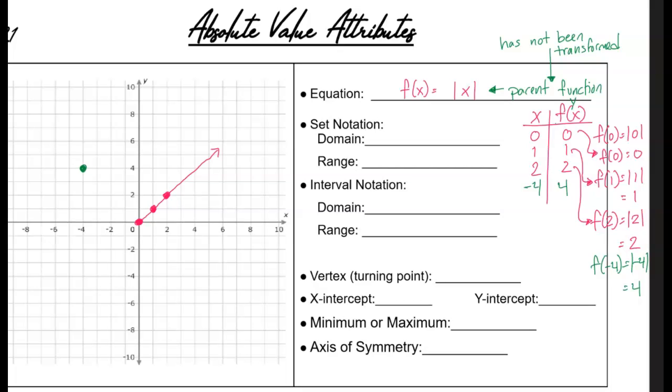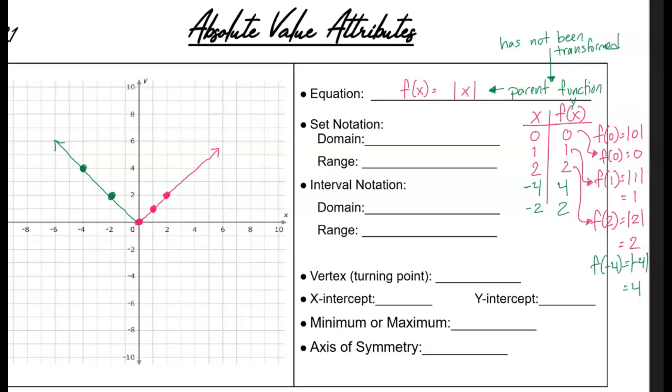Give me one other number. Just one more. Just to make sure. -2, sure. When I plug in -2, what do I get? 2. So I can see that this line is going upwards and to the left as well, infinitely forever, forming this symmetrical V shape. This is our parent function.